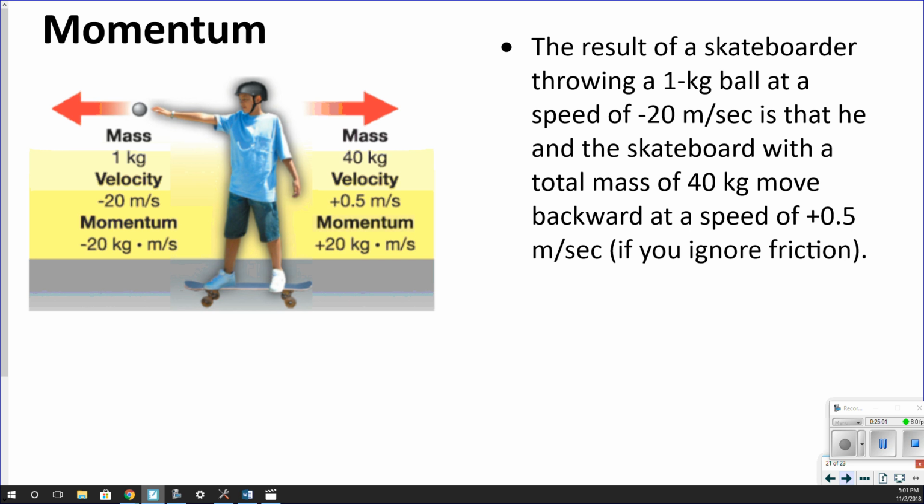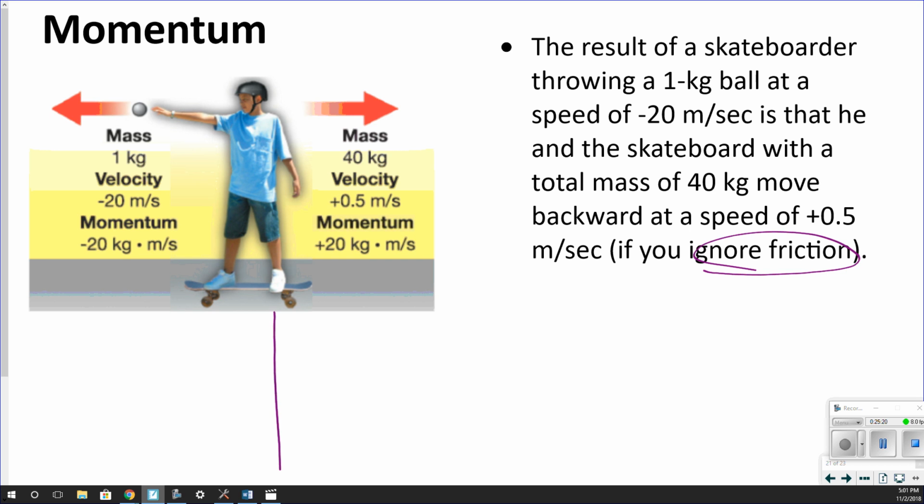The results of a skateboarder throwing a 1 kilogram ball at a speed of negative 20 meters per second is that he and the skateboard, with a total mass of 40 kilograms, move backward at a speed of 0.5 meters per second, if we ignore friction. Key thing there. So let's split this up.